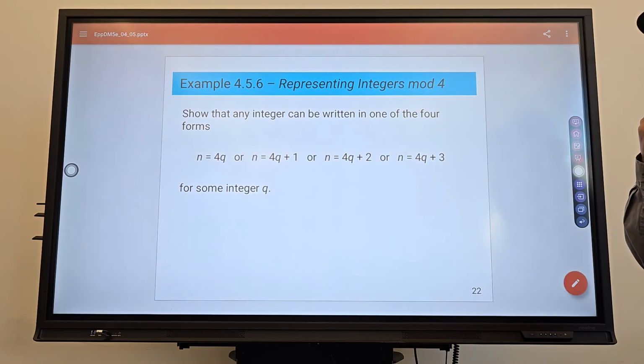Show that any integer can be written in one of the 4 forms: n equals 4q, n equals 4q plus 1, n equals 4q plus 2, or n equals 4q plus 3, for some integer q.